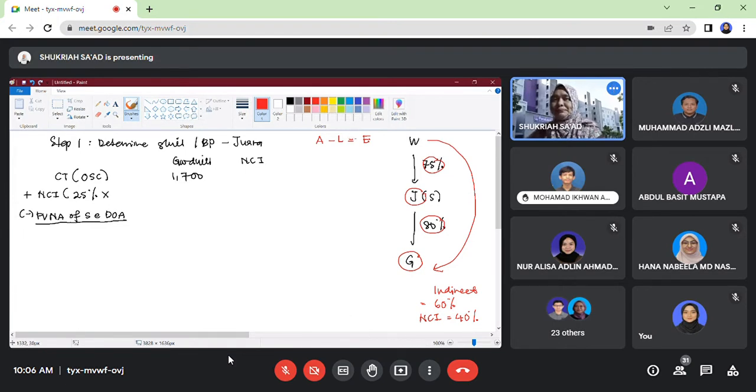Ada? Ada ke? Tak ada. Bila tak ada, kita guna equity. Tak boleh rely on asset tolak liability. Untuk soalan cash flow nanti boleh, sebab soalan akan bagi.